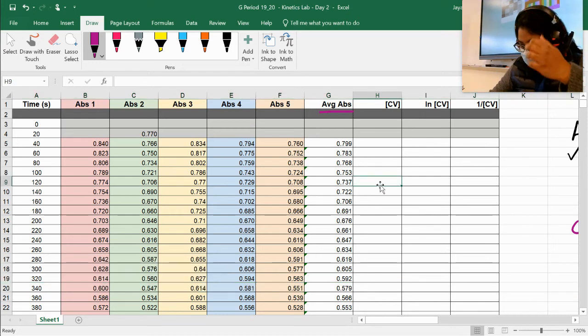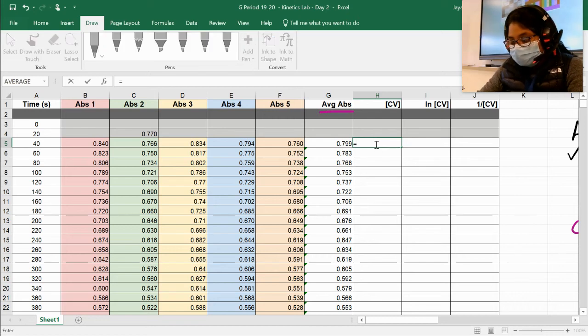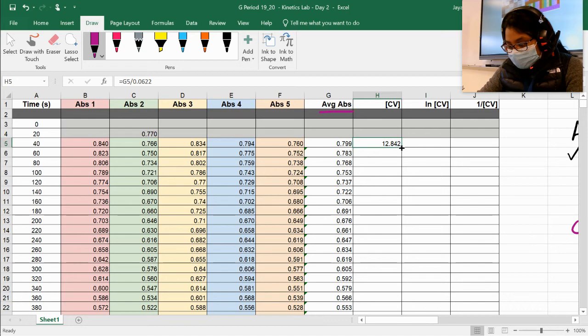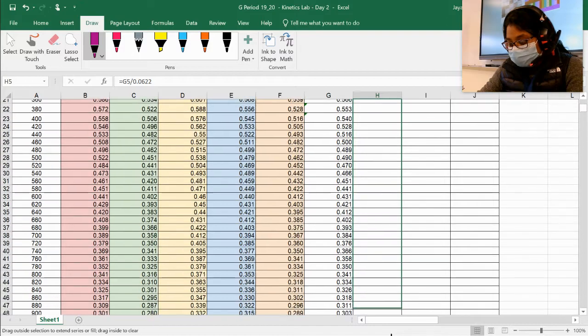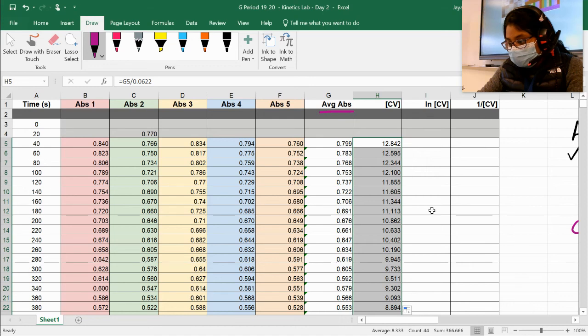All right, so here's absorbance. You can do this on your Google Sheets too. You select the cell, you type equal, then you select your absorbance value, and then just type divide by 0.0622 and type enter. Once you have your first value, you can grab the corner of this cell and just drag down to get all of your concentration values. So look at that, you got all your concentration values, the concentration of CV at each absorbance. When the absorbance is 0.799, here's the concentration of the CV.